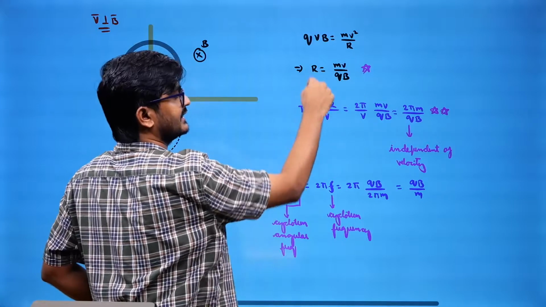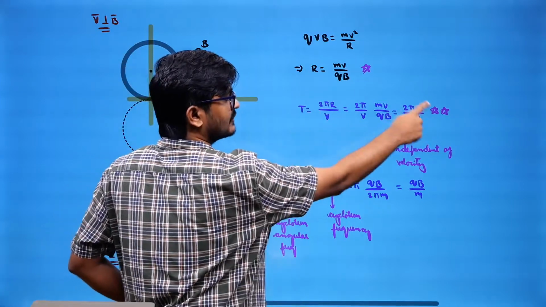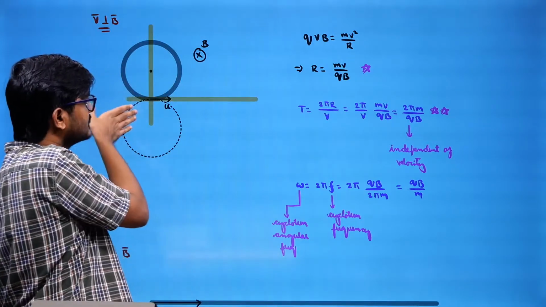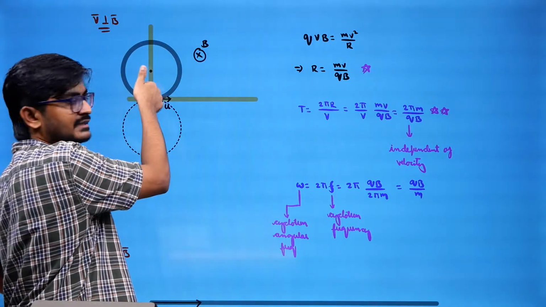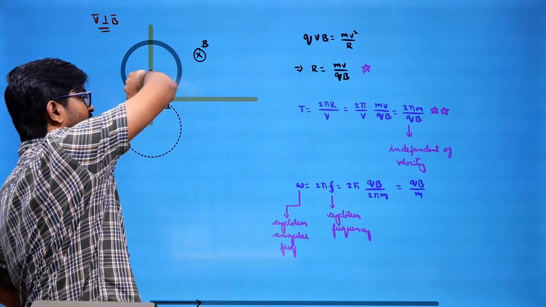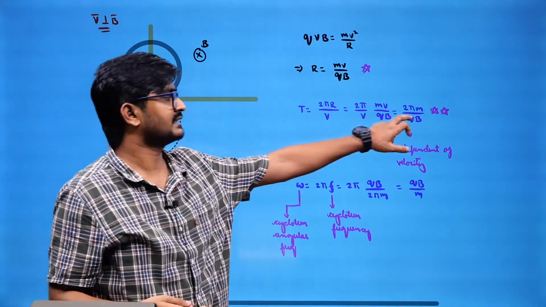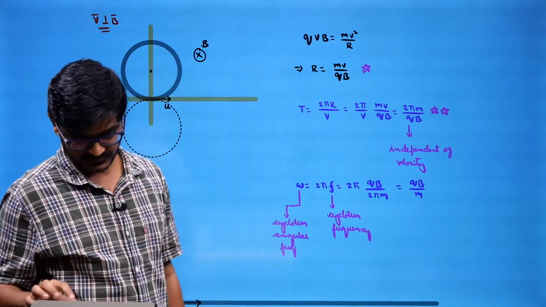From there you will be getting the radius, from there you will be getting the time period, and note that the time period doesn't depend on the speed of the particle. If it is a negative charge, then it is q into u bar cross b bar, but q is negative, so the force is going to be in this direction, so it will be performing circular motion like this. Now note that it doesn't depend on velocity, right?